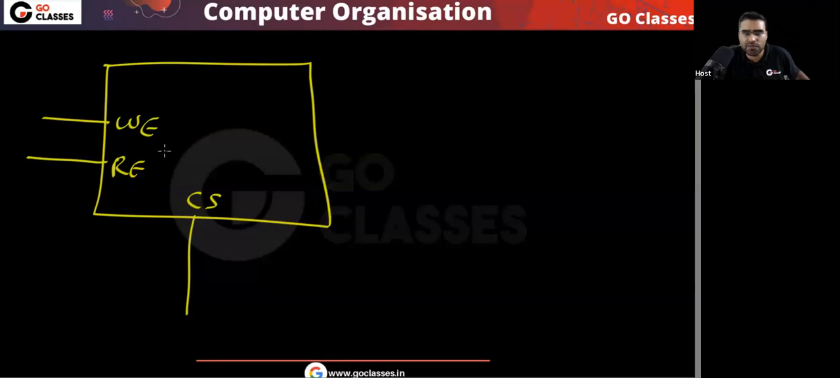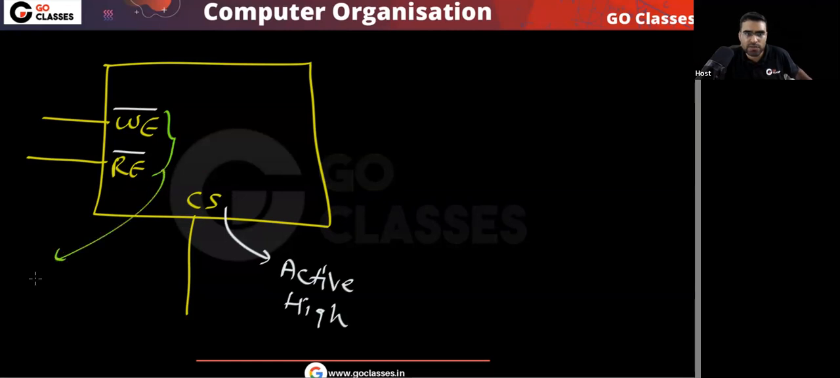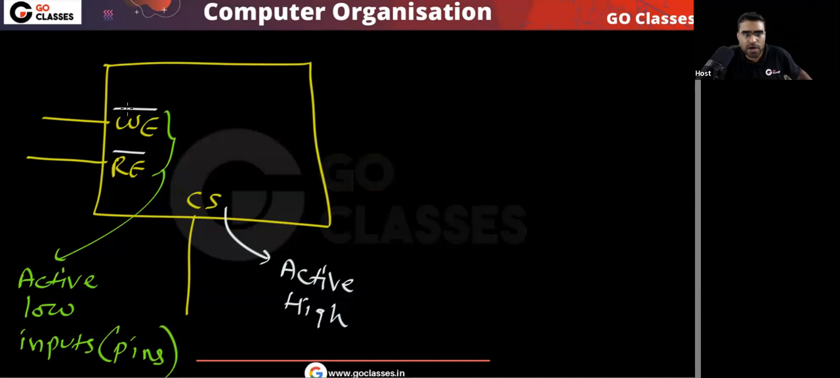So whatever they give you in the exam, let's assume that these pins are active low, but this chip select is active high. And this bar indicates what? Tell me. This bar indicates active low. These are active low inputs, or I can say active low pins. So here I'm saying that chip select is active high.